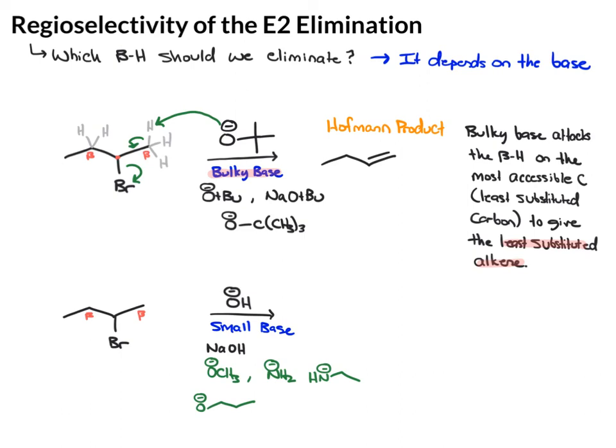So now if we go to the small base, it actually has a preference for the hydrogen on the more substituted carbon, and this has to do with product stability. So here's a beta hydrogen on that carbon. Small base will come in and take that and eliminate. And we do prefer the trans double bond over the cis. And this is called the Zaitsev product.